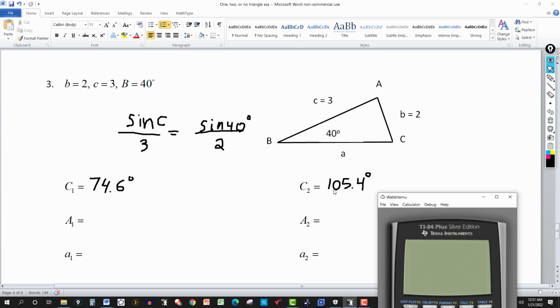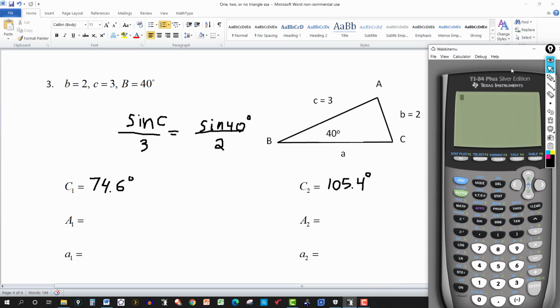So now we're saying 105. Can 105.4 be an angle of this triangle? Well, we got 40, and 105.4 plus 40 is not over 180. And that's what happens if you add this angle to the given angle and you get more than 180, then you can't form the triangle because the 3 angles have to add up to 180. So in this case, it works. We have 2 triangles possible. You can always confirm if the angles are going to work with the triangle you have.